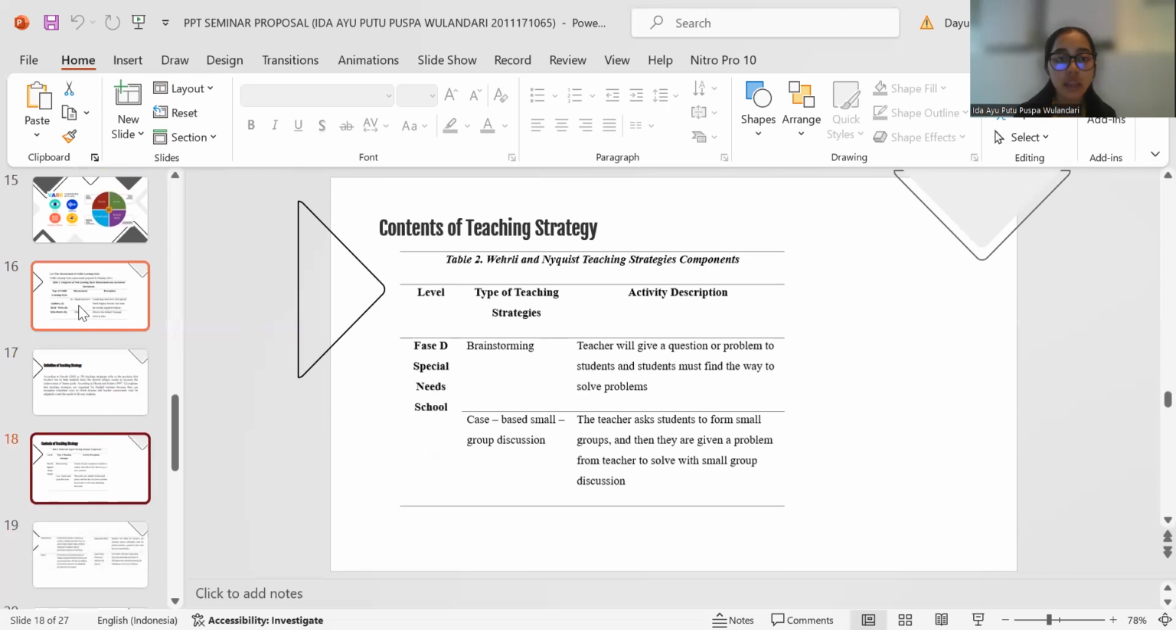All right, these are the types of teaching strategies. There are several kinds of teaching strategies. The first one is brainstorming. In this activity, the teacher gives a question or problem to students, and students must find a way to solve the problem. The next is case-based small group. The teacher asks the students to form small groups, and they are given a problem and have a discussion within their groups.